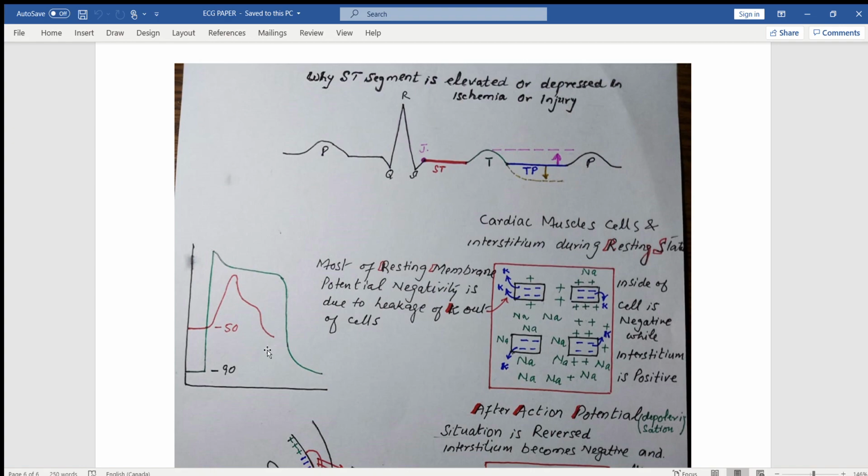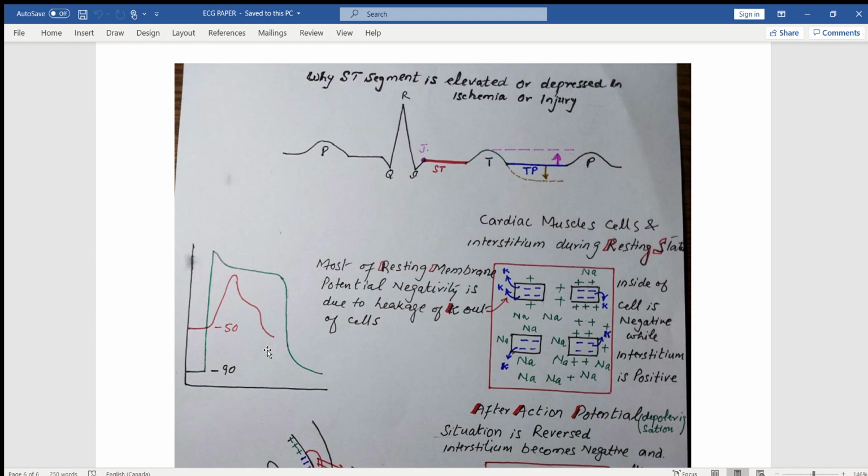Here's a new video for you which is concerned with why there is ST segment elevation or depression during an ischemia, injury or infarction. Before going into the details, I would like to tell you that this is all a theoretical basis. It is a theory of how we see an ST segment elevation or depression, which is a cardinal sign of ischemia, injury, or acute infarction.